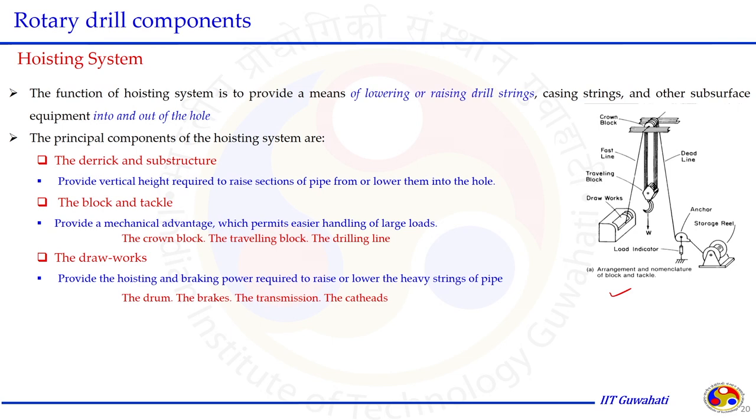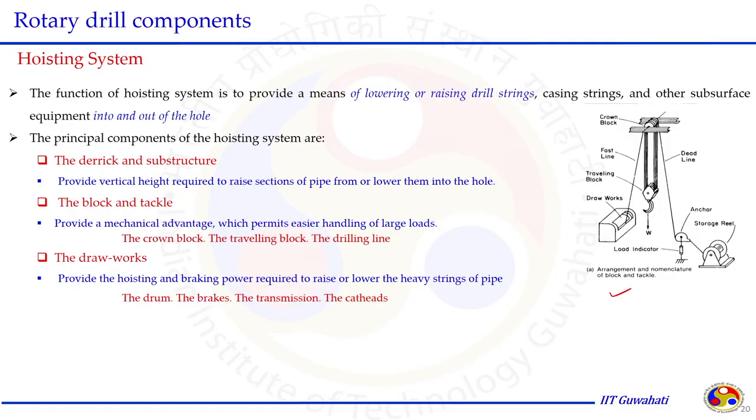The principal components of the hoisting system are the derrick, the crane-kind of structure that can lift heavy weight, and the block and tackle that provide a mechanical advantage which permits easier handling of the large load. Examples are the crown block, the traveling block, or the drilling lines. The draw works, that is here, actually coils the large diameter drill lines. It provides the hoisting and braking power required to raise or lower the heavy strings of pipe. These include components such as drum, brakes, transmission, and the cat heads.